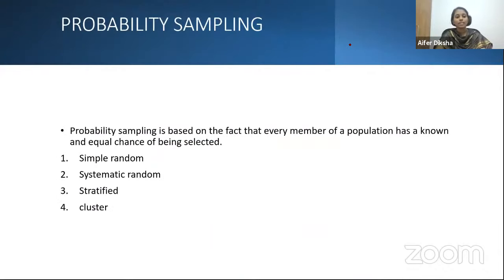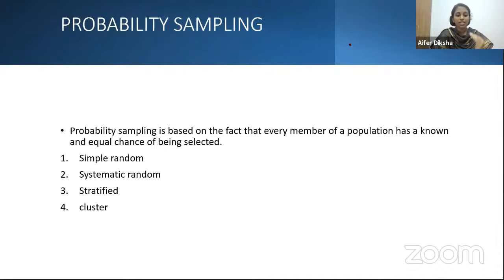Now, what is this probability sampling? Probability sampling means that each and every member of the population has an equal chance of being selected. That is, we are not biased. We are not deliberately choosing anybody. We are randomly choosing. It's a random selection. Now, what are the subtypes of this probability sampling?